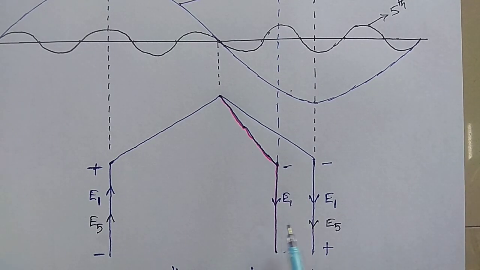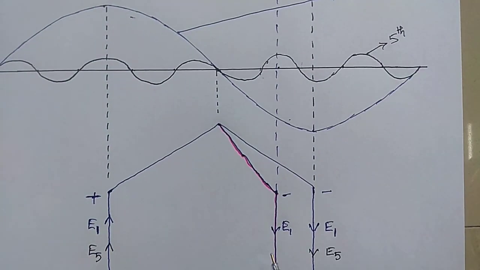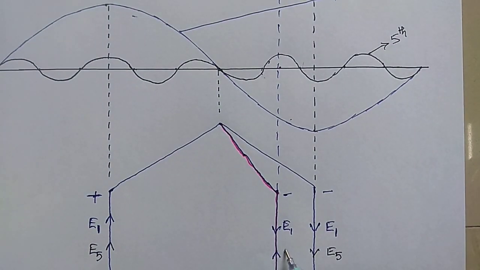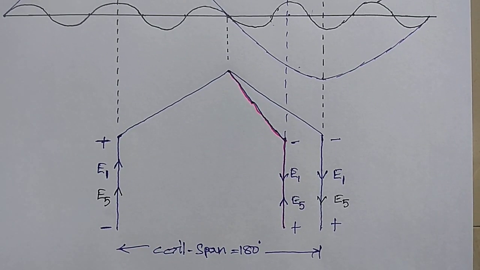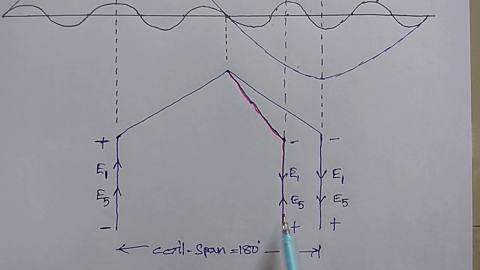Coming to the E5, in this position E5 is positive. So that's why it will be opposite to this E1. So here this E5 and this E5 are both in the opposite direction. Okay, they will cancel out. So in such a manner you can eliminate the fifth order harmonic.